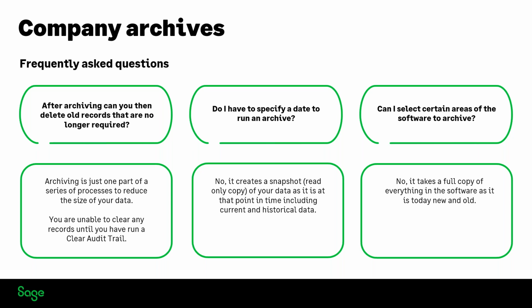It's a bit like if you do take a backup, it's a copy of everything. It's not just your latest information, it's everything as it stands. So archive is similar, but an archive, and we're going to come on to differences next, is readily accessible. So when you're working in Sage 50, you can just quickly switch into the archive as you've seen on that one. You can easily access that information if necessary.